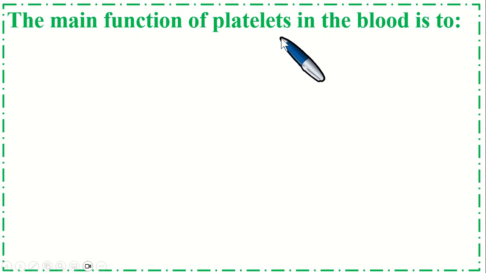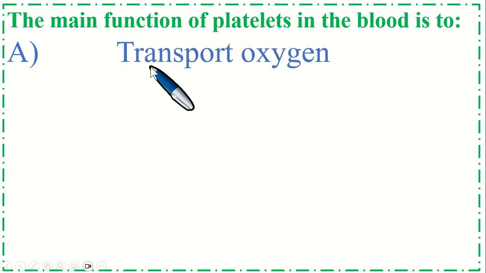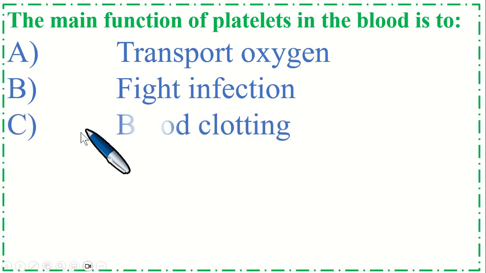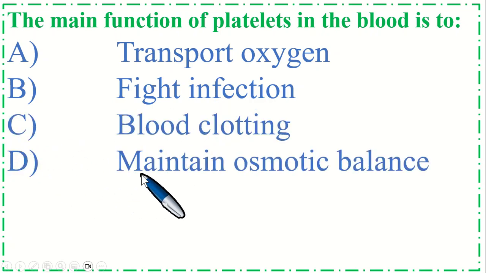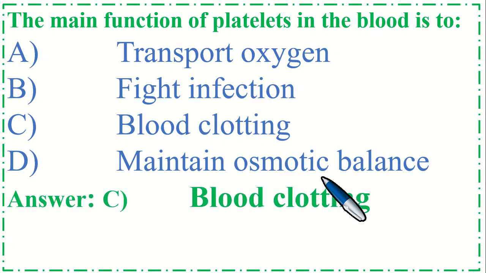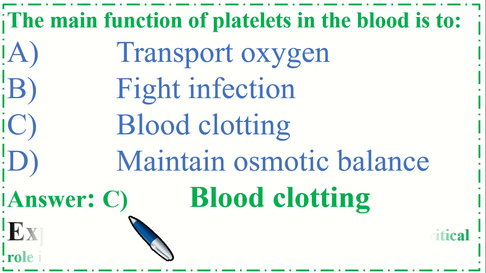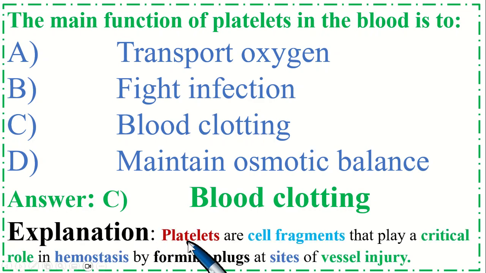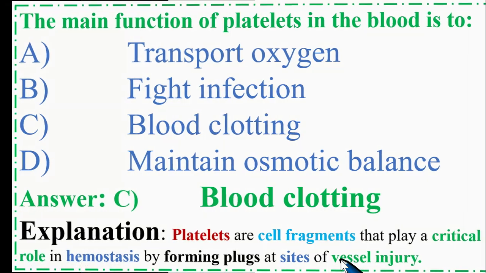The main function of the platelets in the blood is: option A, transport oxygen; B, fight infection; C, blood clotting; and option D, maintain osmotic balance. So the correct option is C, blood clotting. Platelets, or thrombocytes, are cell fragments that play a critical role in hemostasis by forming plugs at sites of vessel injuries.